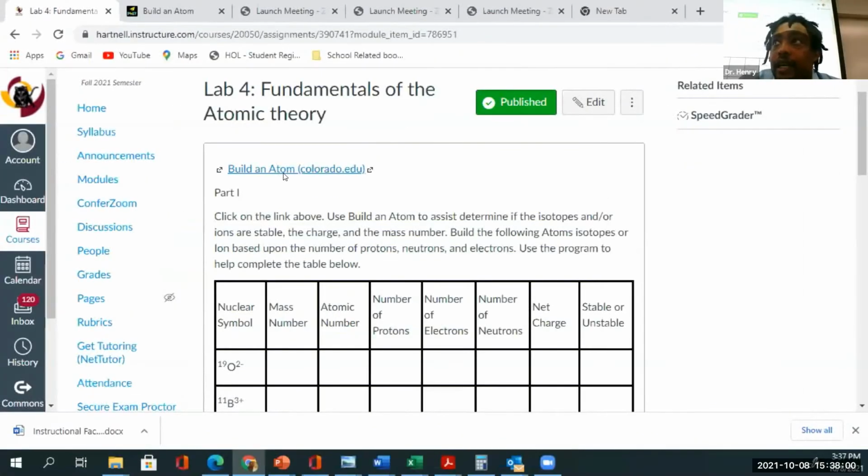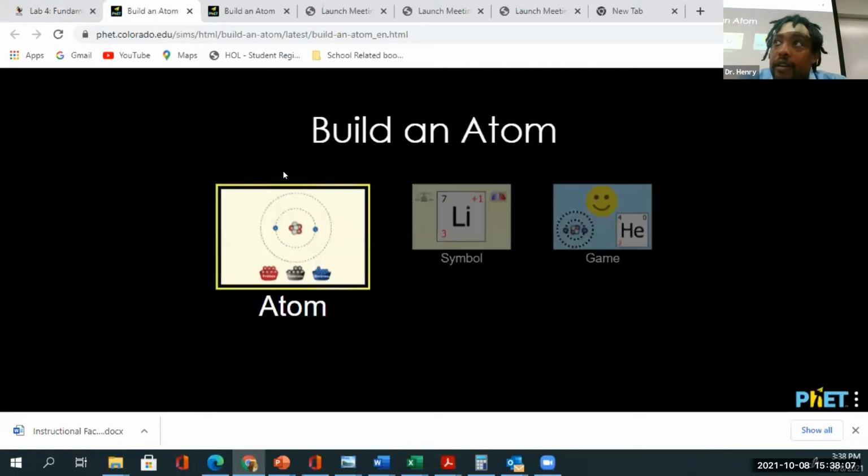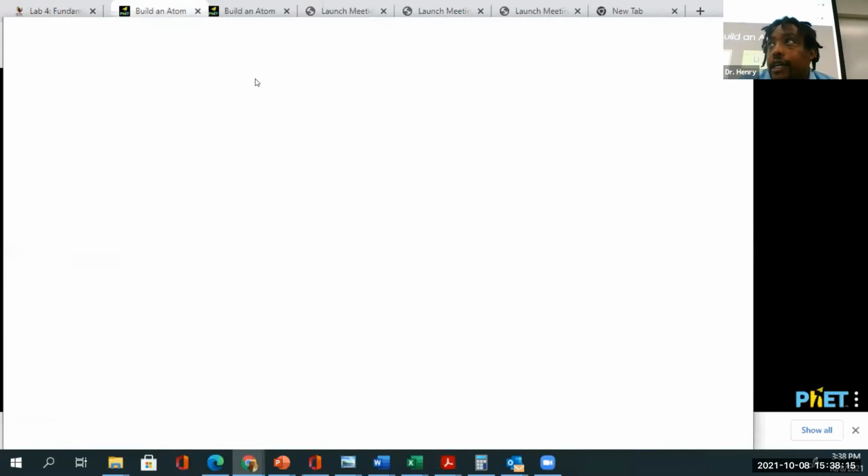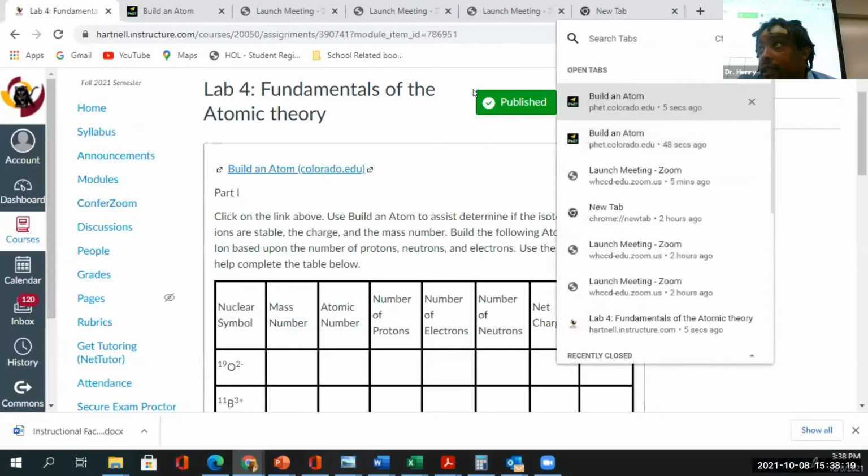At the very top, it says build an atom. You want to click onto this one, and your simulation should get started. So what you're going to do is you're going to use, I'm going to leave this on my screen.